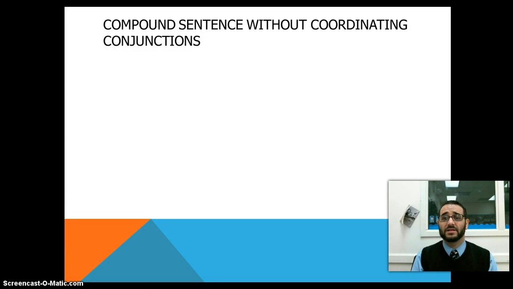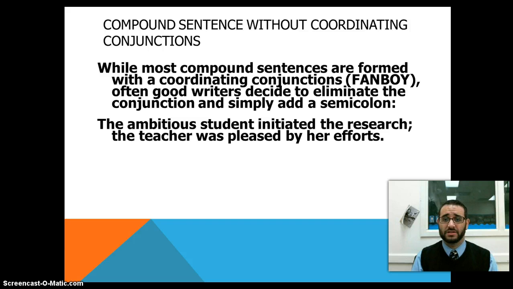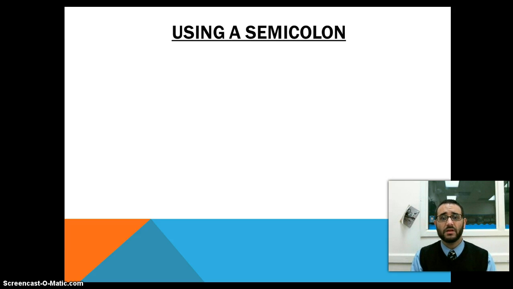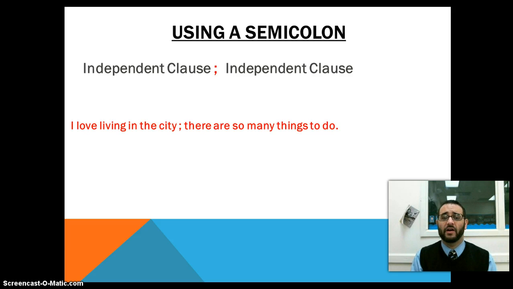Okay, you can have compound sentences without coordinating conjunctions. That's where you just add a semicolon. So: the ambitious student initiated the research; the teacher was pleased by her efforts. Now, there's no coordinating conjunction. That's still a compound sentence because there are two independent clauses, but instead they use a semicolon. Here's another example. The students were unhappy with their professor. He often wasted their time in class. Now you could have that as two simple sentences, or you can put a semicolon there and make it a compound sentence.